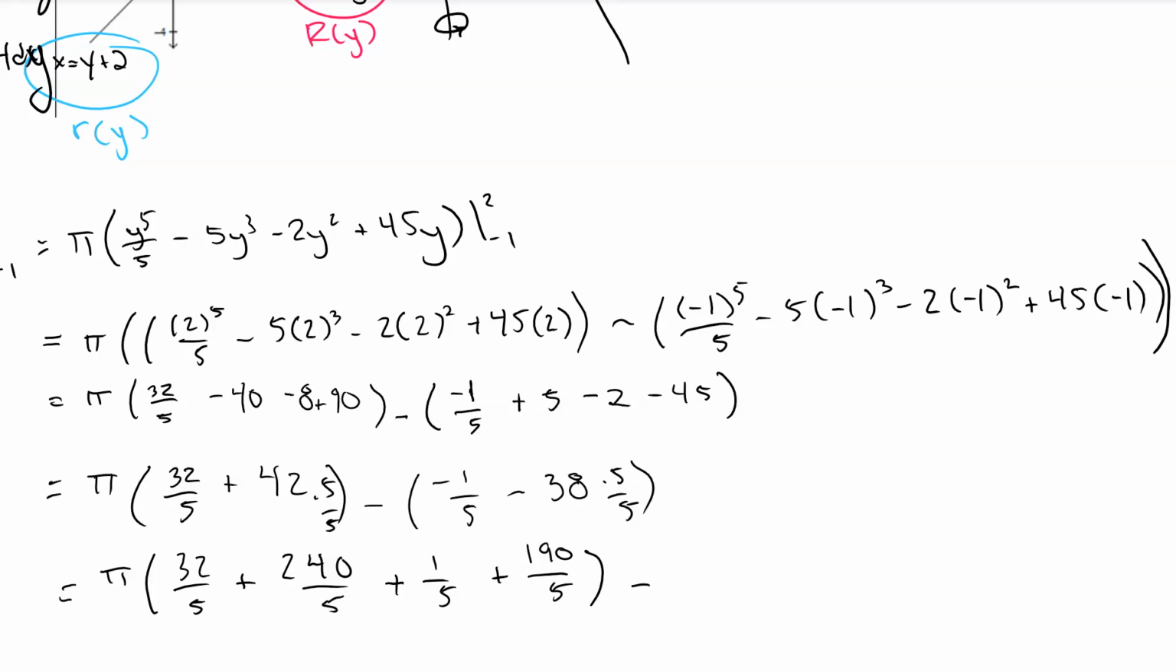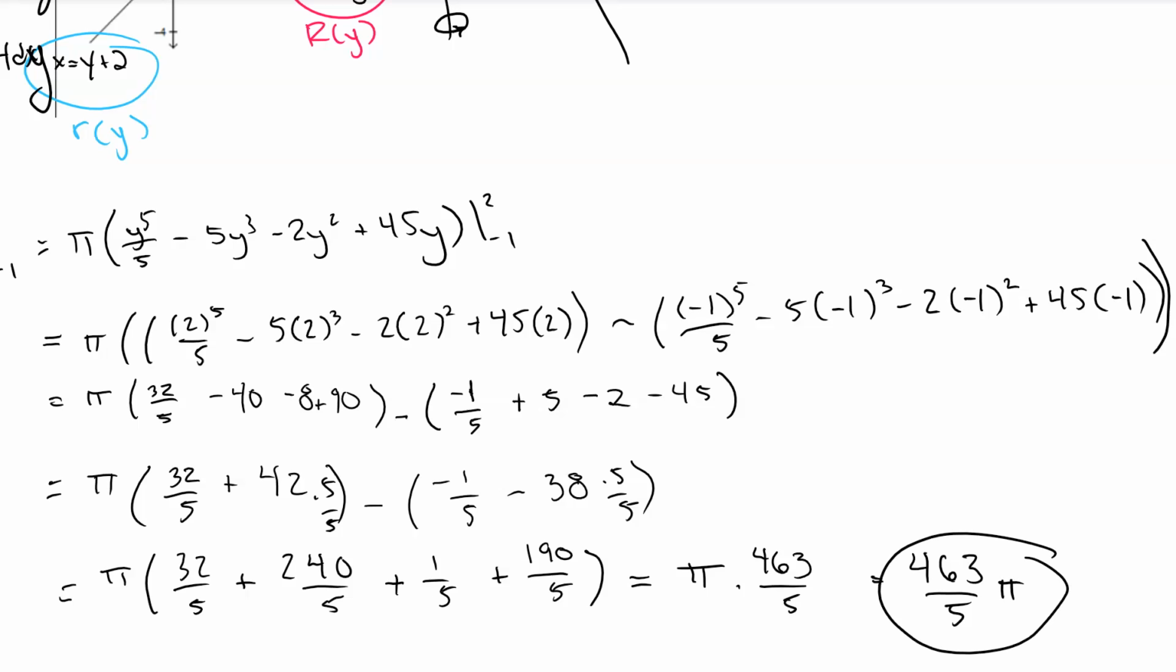All right, I'm pretty sure I did all that multiplication right in my head, but feel free to correct me. I do make mistakes sometimes. All right, we got 240 and 190, that's 430, and 431, 463. So 463 over 5 times pi, or 463 fifths pi. All right, so go ahead and give the remaining 2 problems a go, and have a good day, folks.